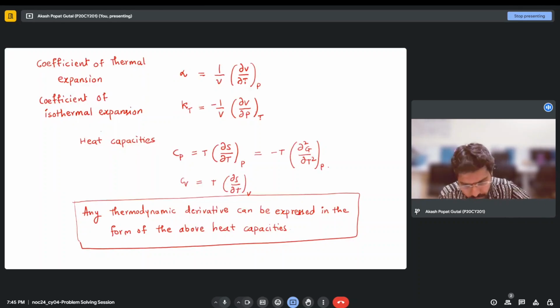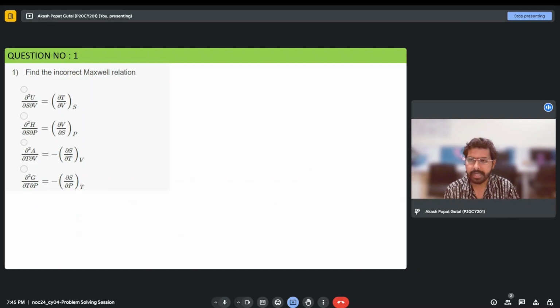And now in the 12th week, these NPTEL lectures are about solving tutorial problems, and the last concluding lecture was there. Now we will start this week's practice problems. So the first problem is to find the incorrect Maxwell relation. There are four relations given. We need to find out which relation is incorrect. Please take your time and try to calculate it, like two to three minutes.